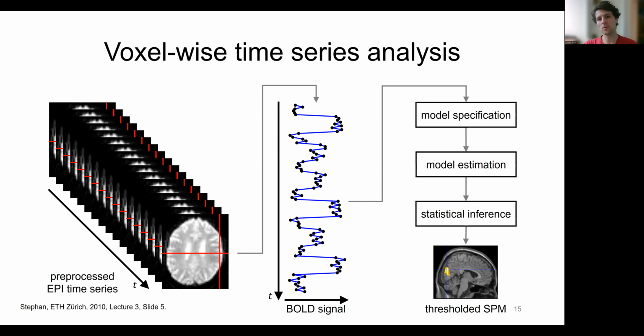This signal from this voxel then enters model specification. The model is being estimated. Based on the estimated model parameters, we perform statistical inference, and this then gives us these nice thresholded statistical maps, which we see in the bottom right. This is being done for each voxel separately, which is why this is called voxel-wise time series analysis.